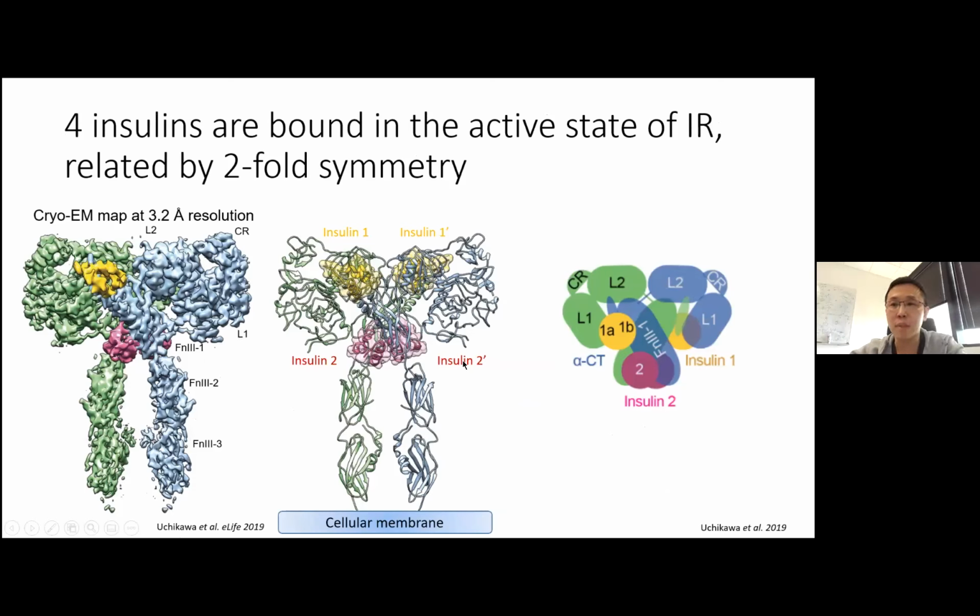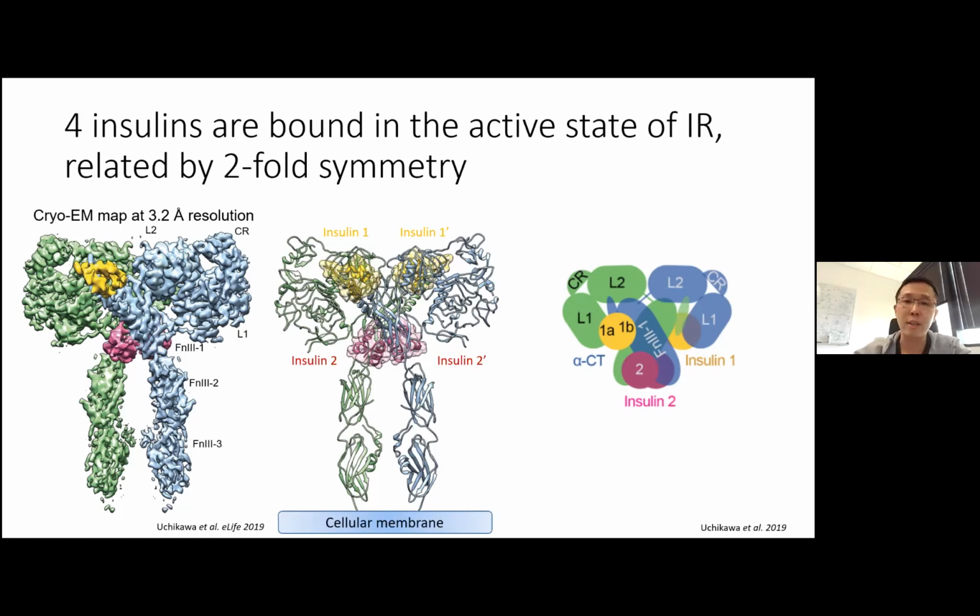So yeah, but the most interesting part for the structure, because we use a full-length receptor, is that we really capture the receptor in the fully ligand-bound state. The overall structure is a very homogeneous T-shaped receptor, and it has twofold symmetry. So from the insulin receptor dimer, we can identify four different insulins in the receptor.